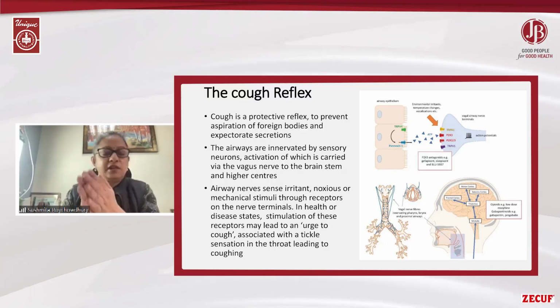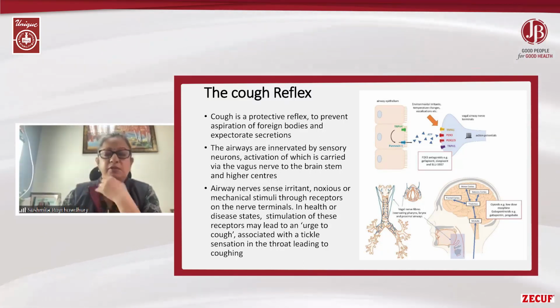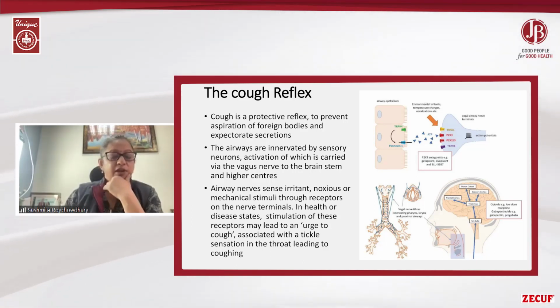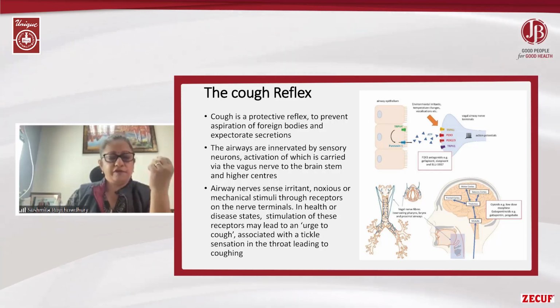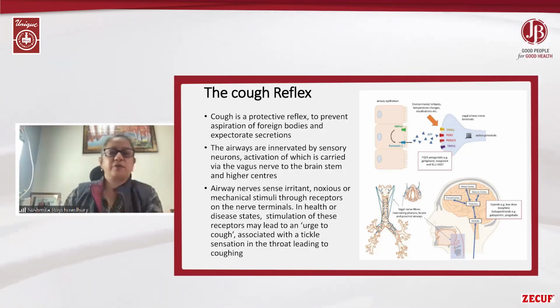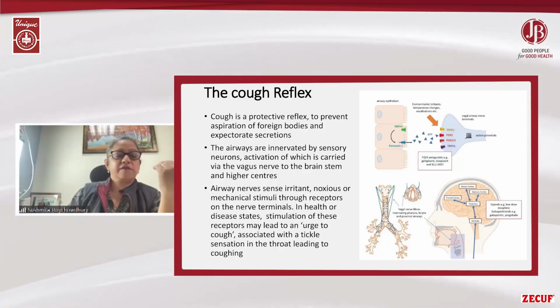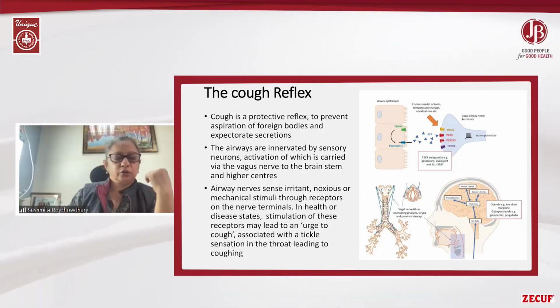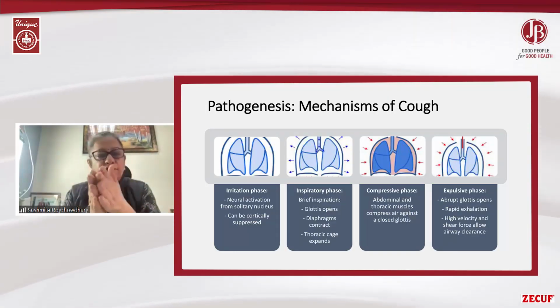Whenever the airways sense an irritant, noxious or mechanical stimuli through the receptors on their nerve terminals, in health or disease, stimulation of these will lead to an urge to cough, which is basically to expectorate whichever is foreign to the airway. And this is associated with a tickling sensation in the throat, which leads to coughing. So the mechanism of cough goes through 4 phases.